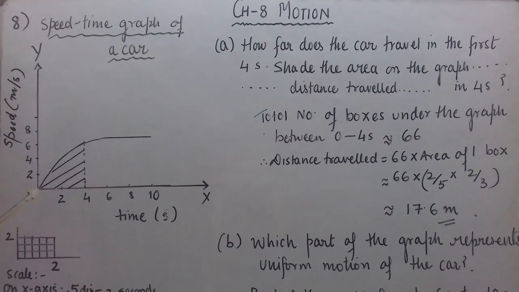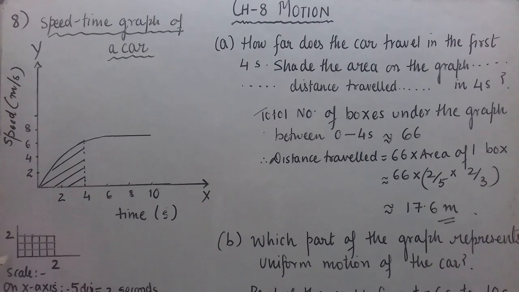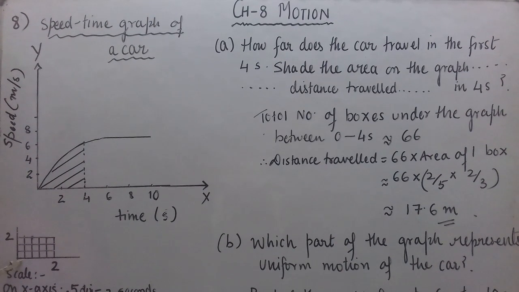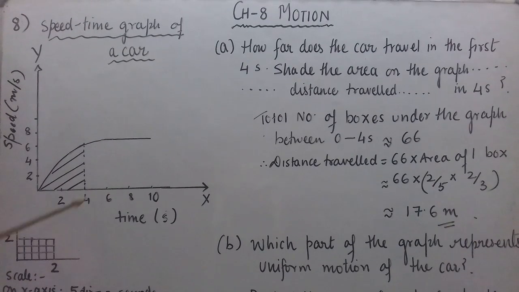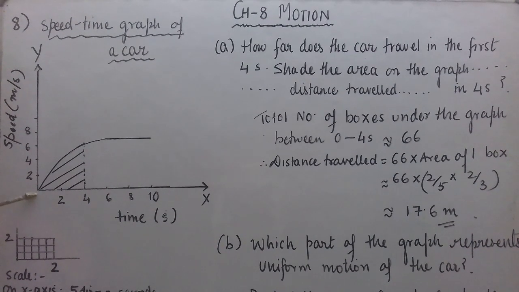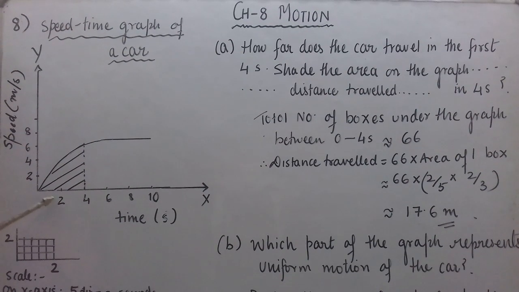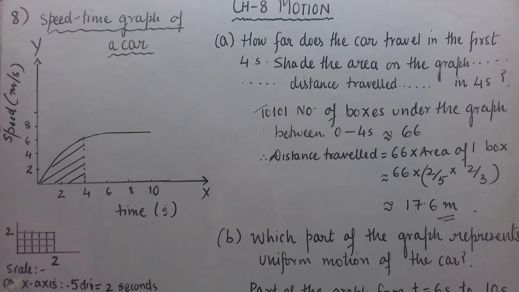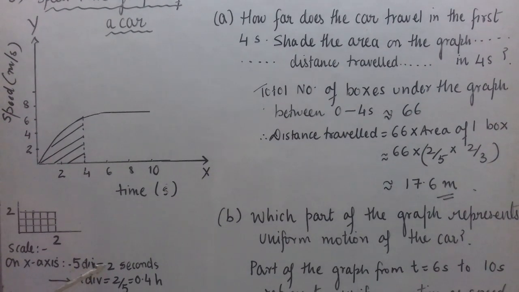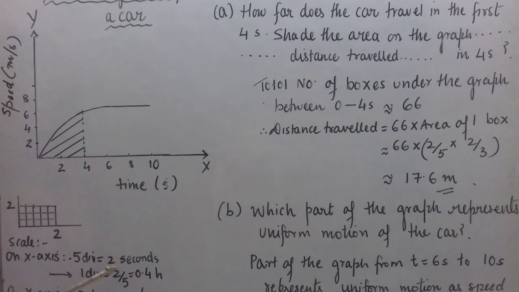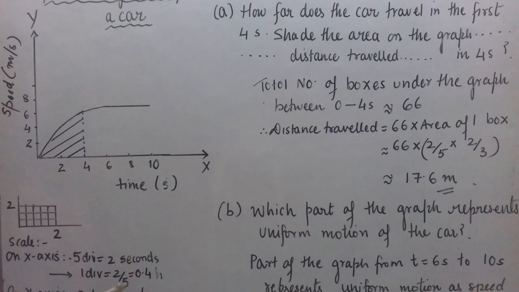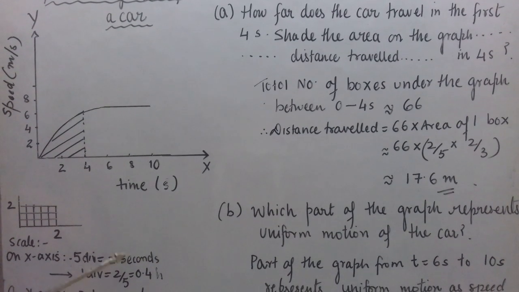Now, as I have told you, in your textbook, the graph has boxes like this and I have just copied the same thing here but only for small part of the graph. We can see here that 1, 2, 3, 4, 5. So on time axis, 5 divisions make 2 seconds. So if we want to study the scale on x-axis, 5 divisions make 2 seconds. So 1 division is 2.5 seconds only.